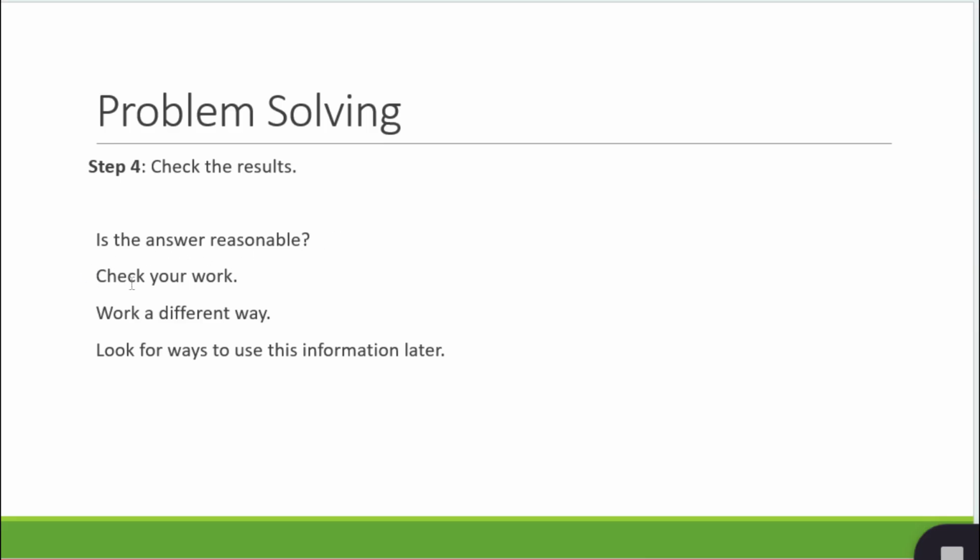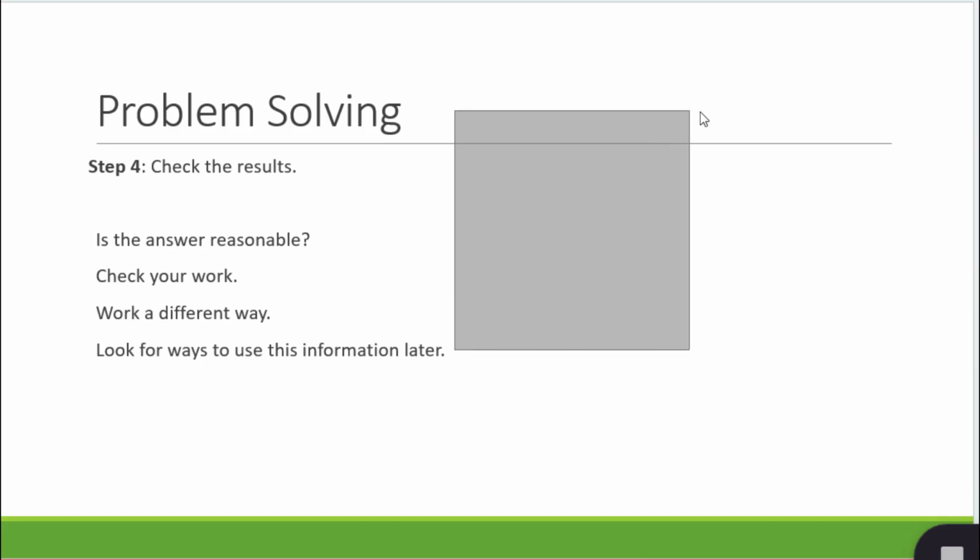Sometimes you can check your work directly by putting your answer back into the original equation. Sometimes there's another way to work a problem. For example, you may have a spreadsheet you can plug numbers into that will give you an answer, but you also have a formula for working that problem. So you could try it both ways and see if you get the same answer. And then obviously, in a math class, you should always tuck that information away in the back of your brain somewhere to apply to some other problem later.